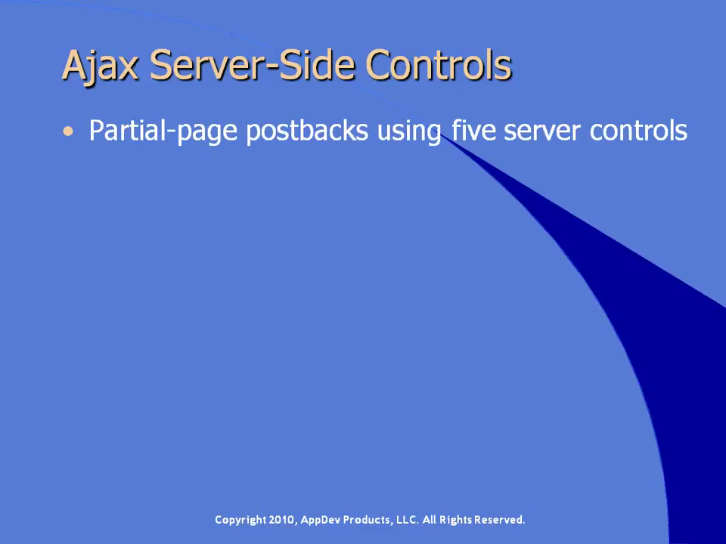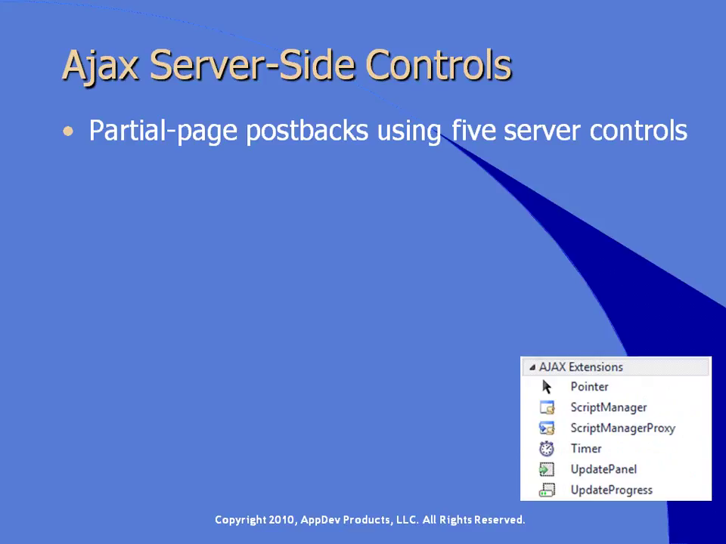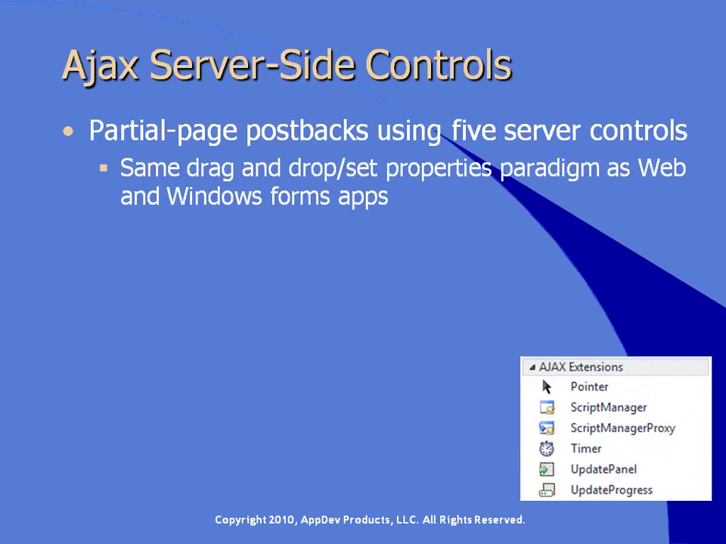Microsoft implements server-side AJAX using a set of 5 ASP.NET Server controls that are included by default in the AJAX extension section of the Visual Studio 2010 toolbox. And you can see that image there. These controls provide most of the same kind of drag-and-drop, set properties, run the application kind of design experience that you'll find throughout ASP.NET. It's actually pretty amazing how much AJAX functionality you can get from just 5 controls.